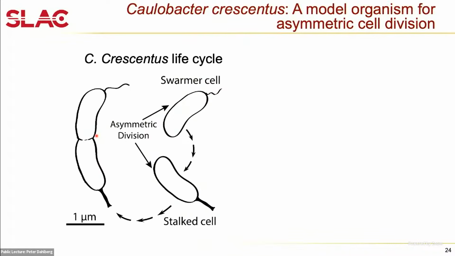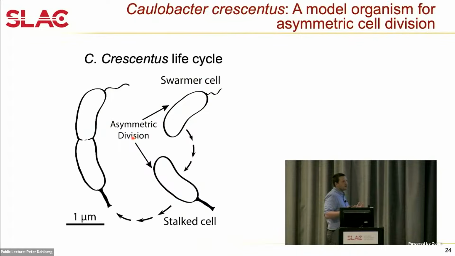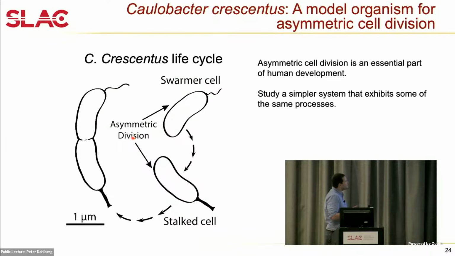So why do we care about asymmetric division in bacteria? Well, if you think about your own human development, we care a lot about asymmetric division, right? You and I, we all start off as a single embryonic cell. And that embryonic cell has to asymmetrically divide many times to differentiate into the different tissues that make up our bodies. So asymmetric division is an essential part of human development. And when it goes wrong, there's real implications in human health.